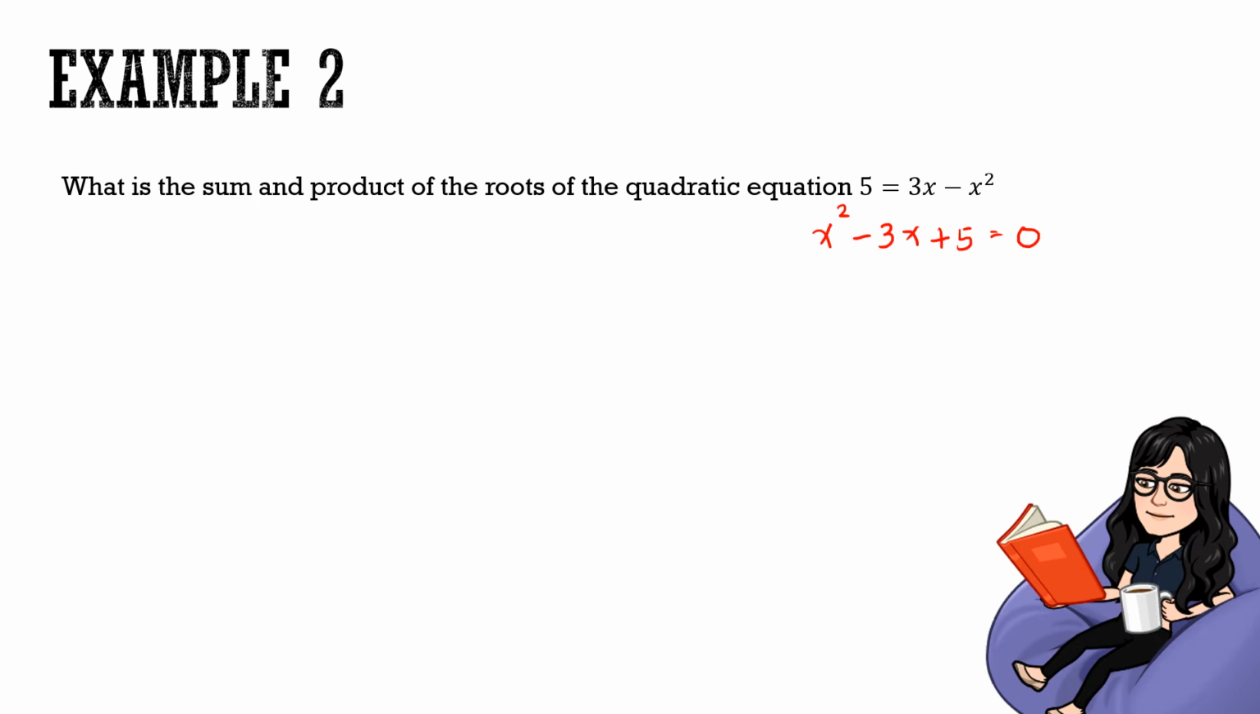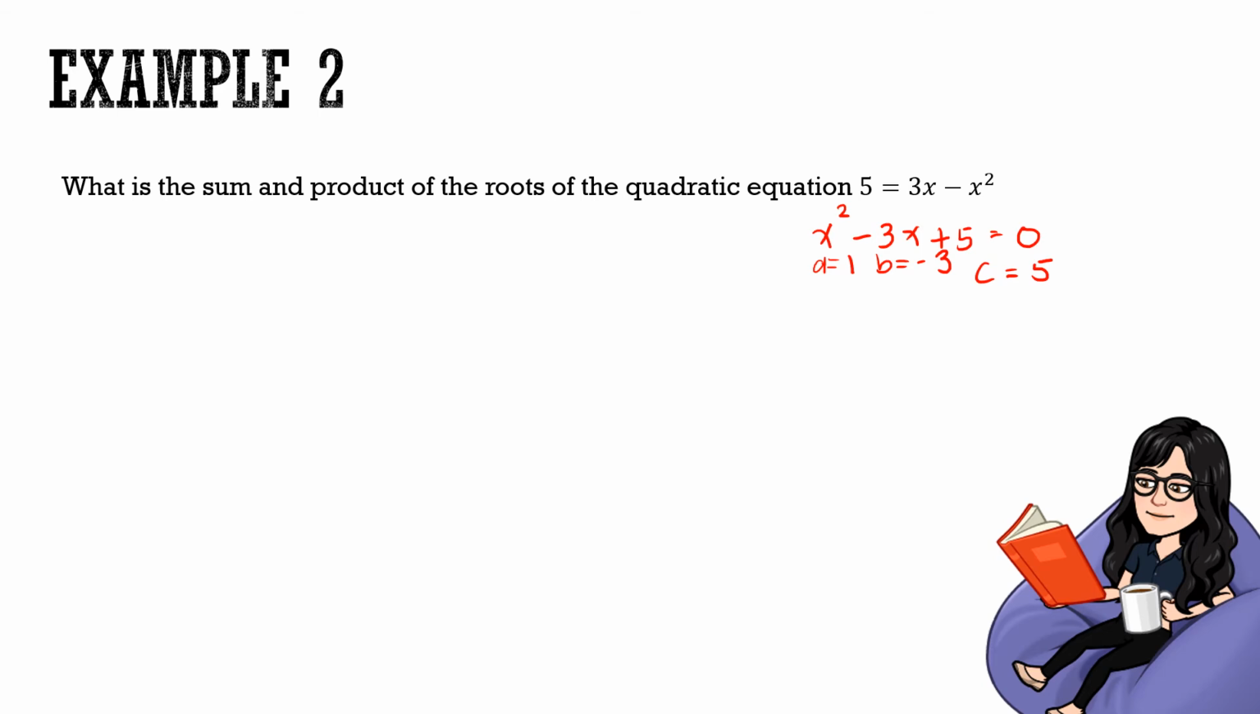Since the given is already in the standard form, let's identify one by one the values of a, b, and c. In this case, since x squared does not have any numerical coefficient, it is automatically 1. Therefore, a is equal to 1, b is equal to negative 3, and c equals positive 5. We can now substitute for the sum and product of the roots of the quadratic equation.